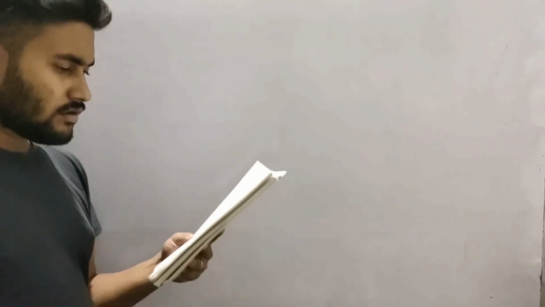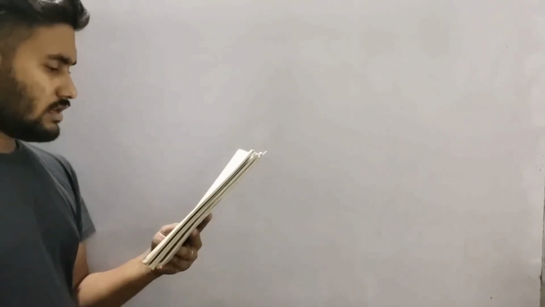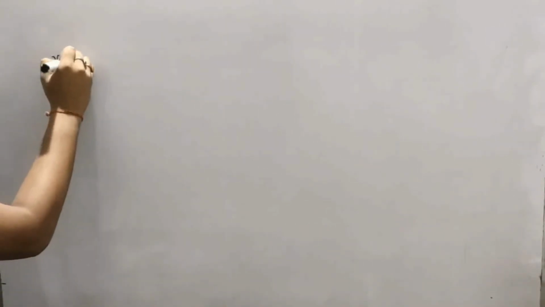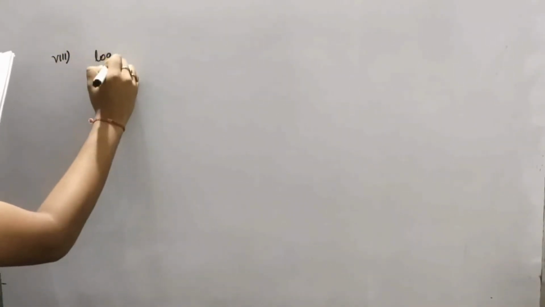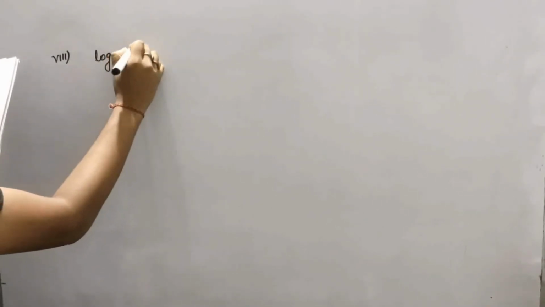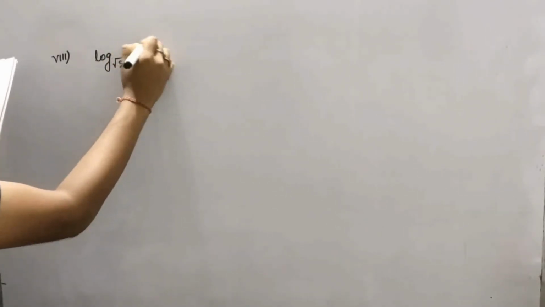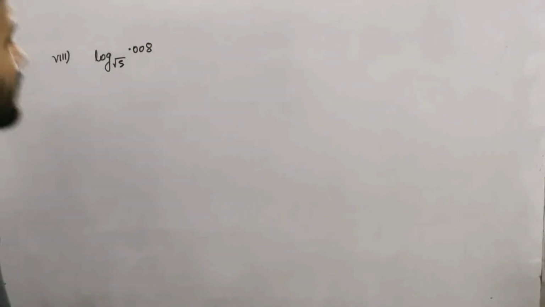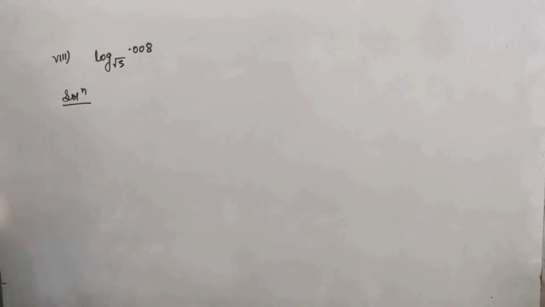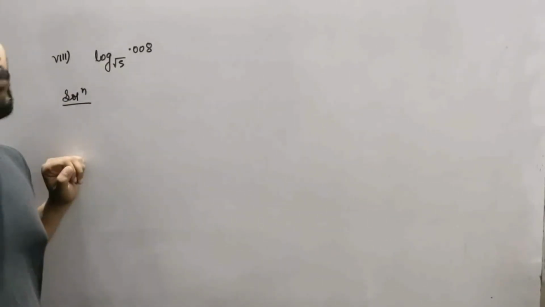Okay, how much we have done? Until this much done. Number 8. Let us do question number 8 then. Question number 8. Log square root of 5 of 0.008. Okay, so what is the relation? Directly can we do? Directly can we do or we cannot do?